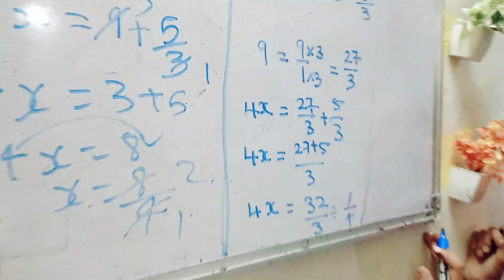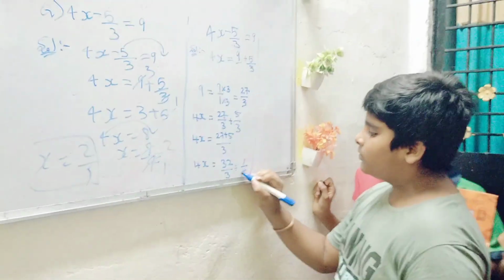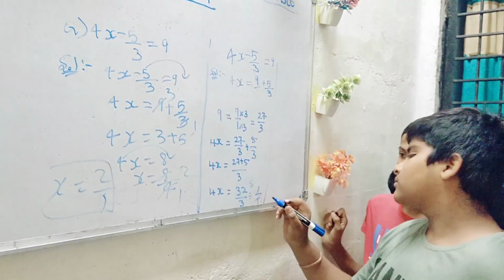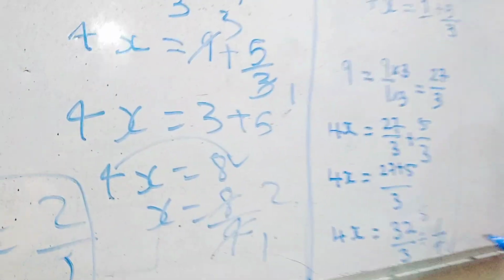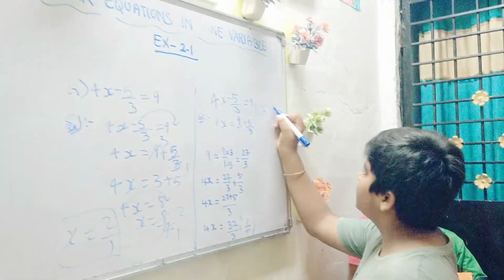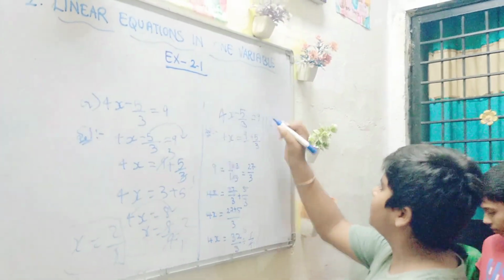Then can you cancel? Just check how you can cancel. 4 ones are 4, 4 eights are 32. Then what do you have? 8 by 3 divided by 1. So x is equal to 8 by 3. You got it, kids, now?